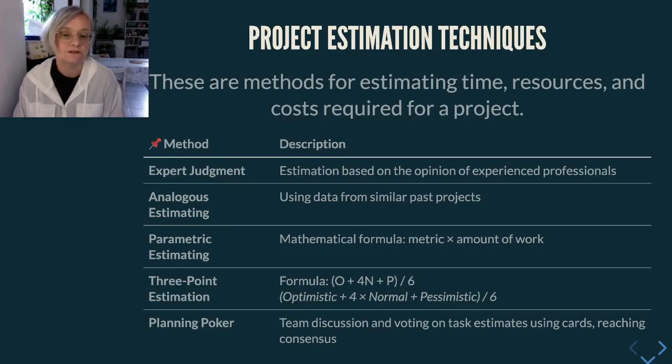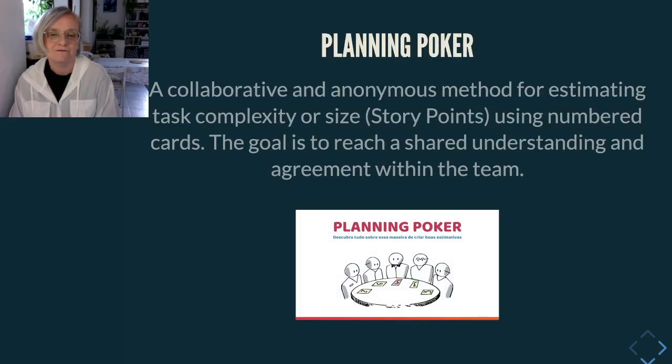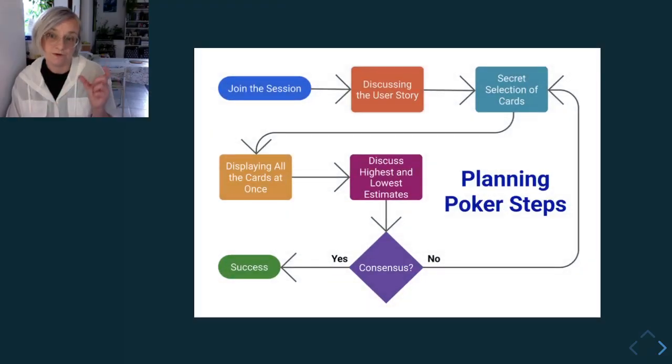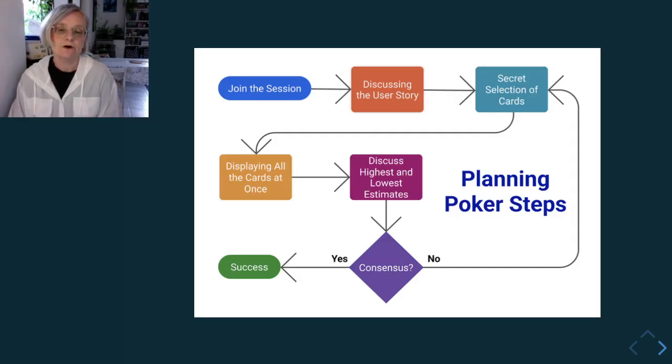We use different techniques: expert judgment, parametric estimating, 3-point estimation, and planning poker. Planning poker is a fun way to estimate tasks as a team. Each person picks a card with the numbers of story points. We reveal all cards at once and talk about the difference. It's anonymous and democratic. Even quiet team members can share their views.